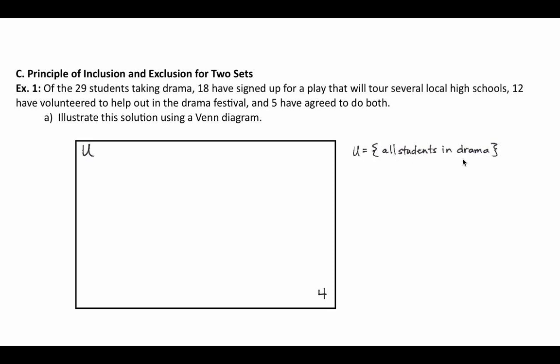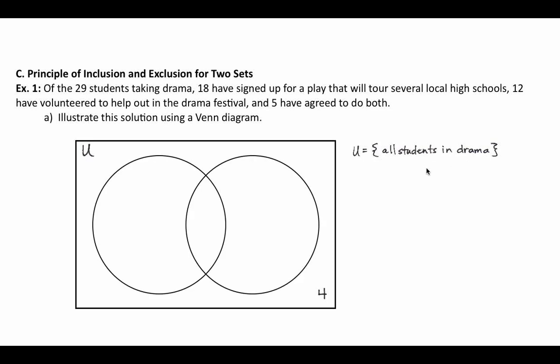And we know there's 29 of those. Here are our 2 circles. And we should actually, at this point, label our circles as A, the set of students who are helping out in the play, which is represented by this circle over here on the left, and B, which is the students that are helping out in the festival, which is over here on the right. So we'll label this circle A and this circle B.